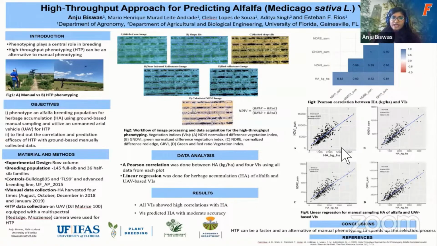In the results section, I'm presenting the result from one harvest as we found similar trends for all 4 harvests. You can see from figure 3 the correlation between vegetation indices and harvest accumulation.